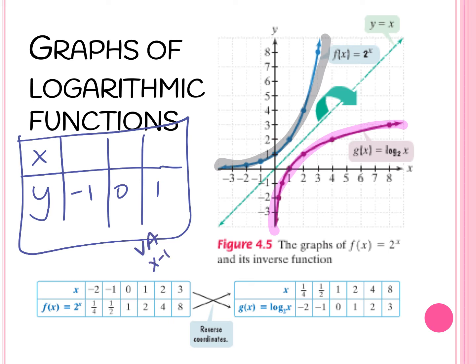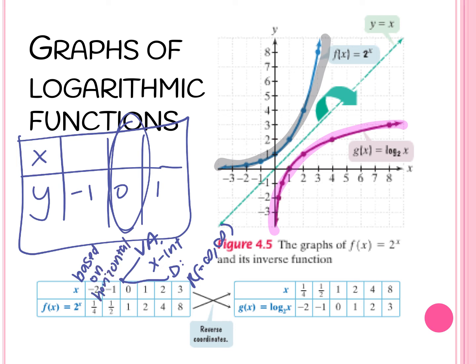You will look for an x-intercept, which would be the middle coordinate point on your t-chart. The domain will be based on your horizontal shift, and the range is going to be negative infinity to positive infinity. So these two things are based on horizontal shift. Where everything was based on the vertical shift with exponential, it's horizontal again, switch the x and the y's. So it's horizontal with the logs.